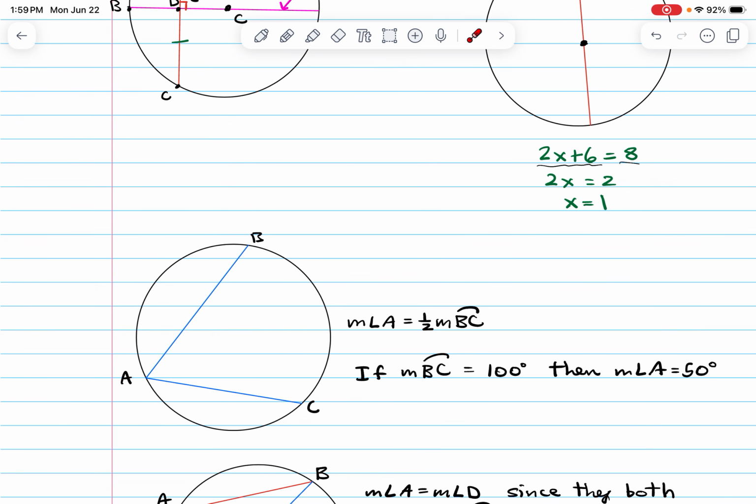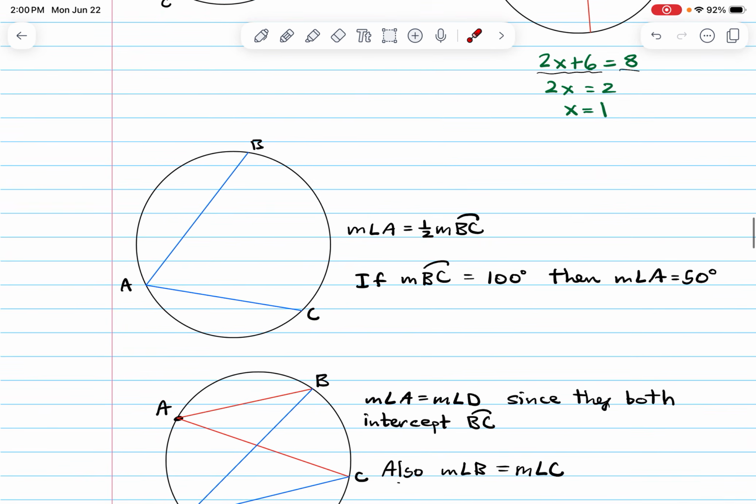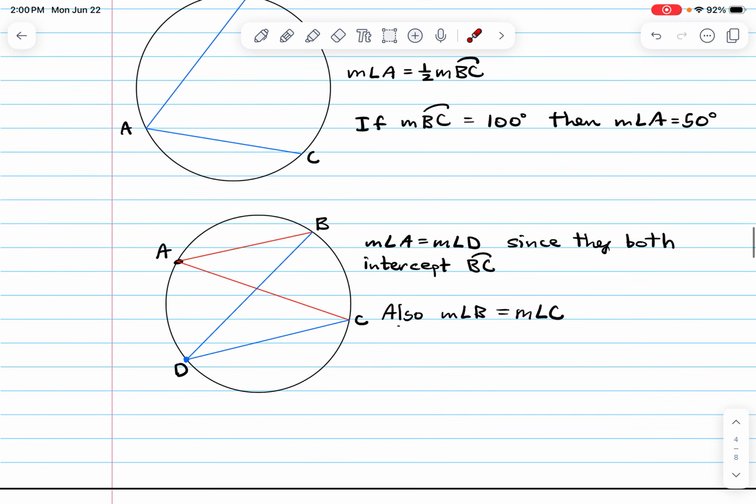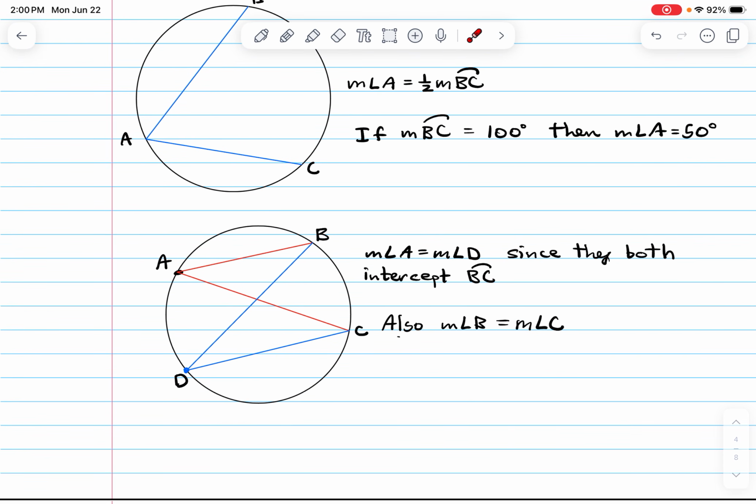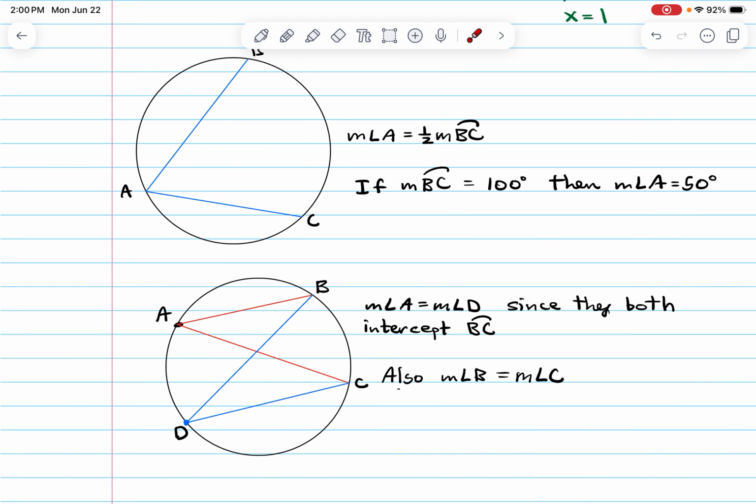Now that's if this angle is on the circle, not the center. The center angle would be exactly that measure. So if you're talking about the center angle, that would be 100 degrees. But it's not. It's this one over here on the circle. So that's one of the properties. And rather than writing out the theorem, I just drew a picture of it. I think that might make more sense.